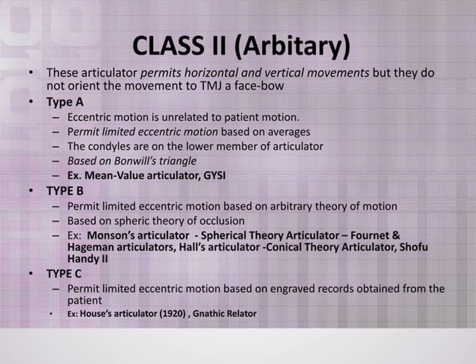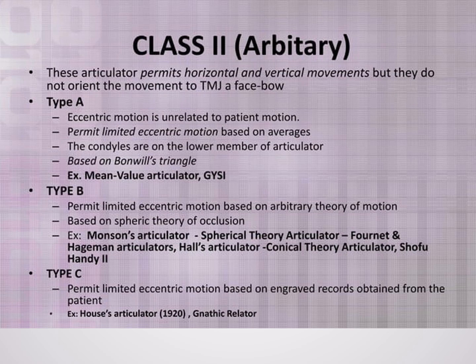Second is class 2, which is of arbitrary type. This articulator will permit horizontal and vertical movement, but they do not orient the movement to the temporomandibular joint with the face bow. Under class 2, three subdivisions are there. One is type A. This will accept eccentric motion unrelated to the patient motion, and they will permit limited eccentric motion based on average values. The condyles are on the lower member of the articulator. Here type A is based on the Bonwill triangle. Examples are mean value articulator and Gysi articulator.